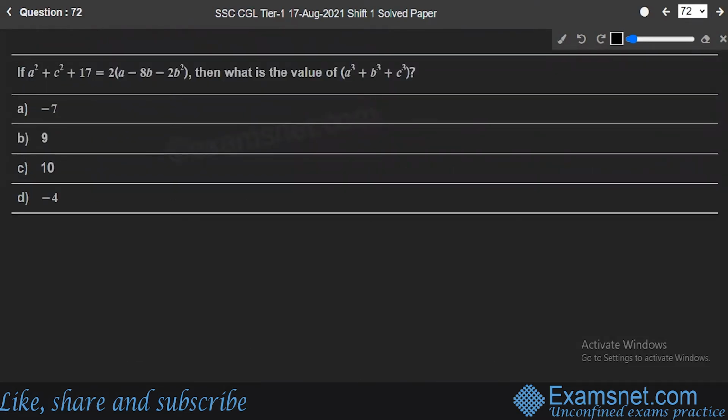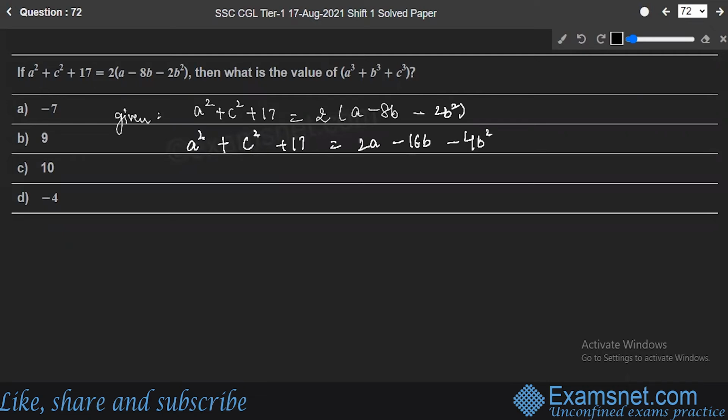It gives a square plus c square plus 17 is equal to 2 into a minus 8b minus 2b squared. Then you have to find out this value. Let's solve. See, in this question, first of all, what you are given? You are given a square plus c square plus 17 is equal to 2 into a minus 8b minus 2b square. Let's open up: a square plus c square plus 17 is equal to 2a minus 16b minus 4b square.